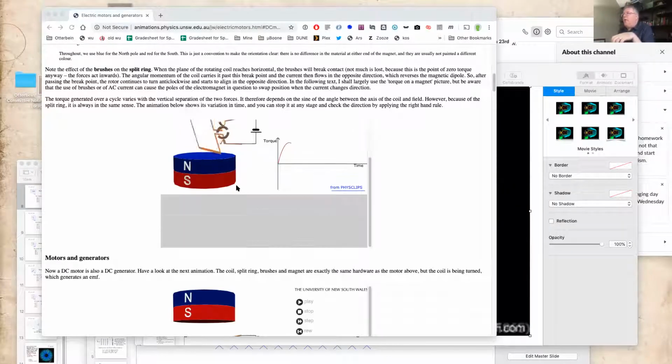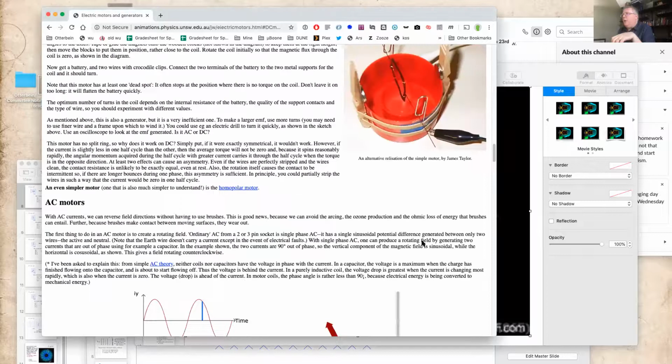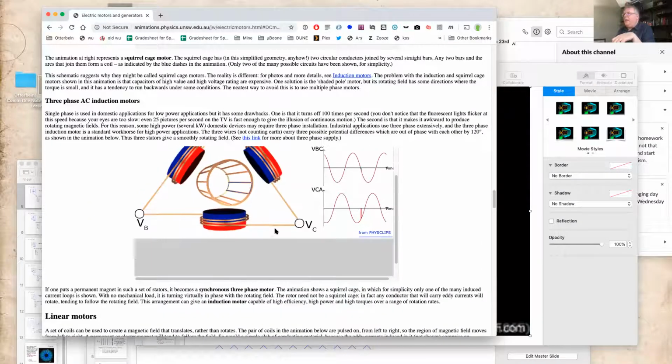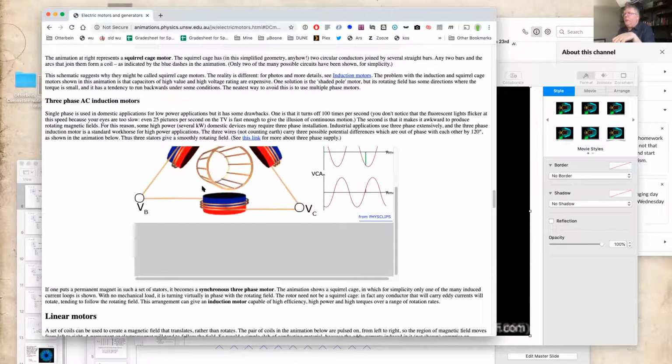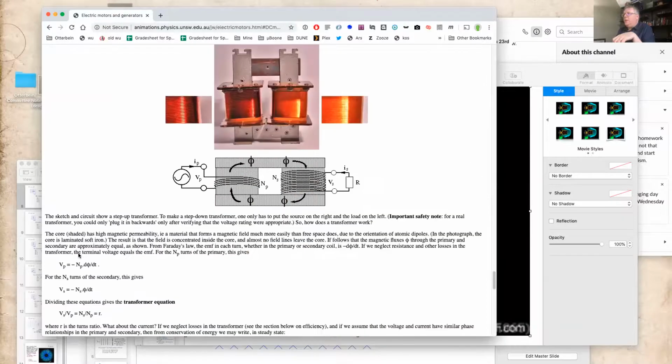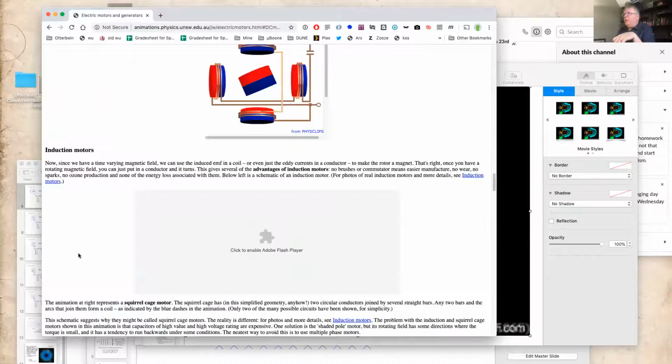Now, real electric motors actually work in slightly more varied ways. They'll have more than just one. Let me see if I can find a good one here. No, I don't have one here.